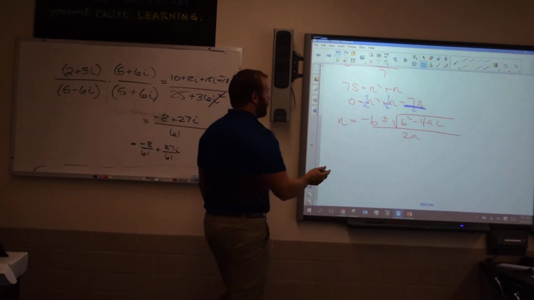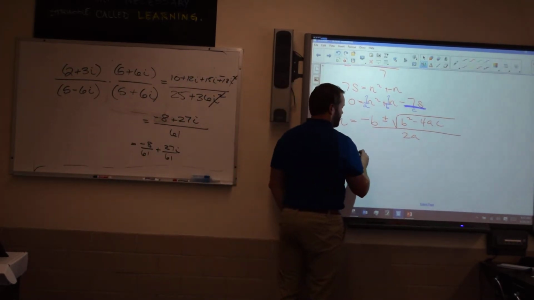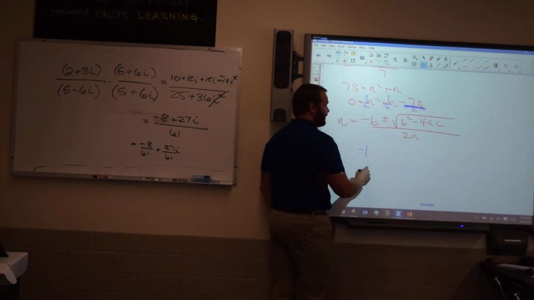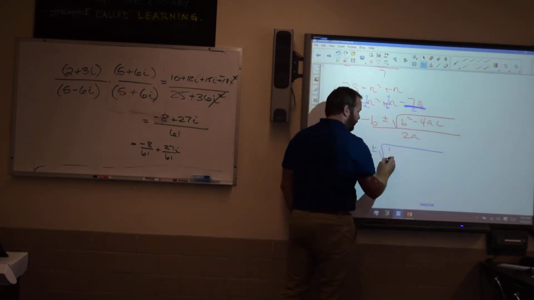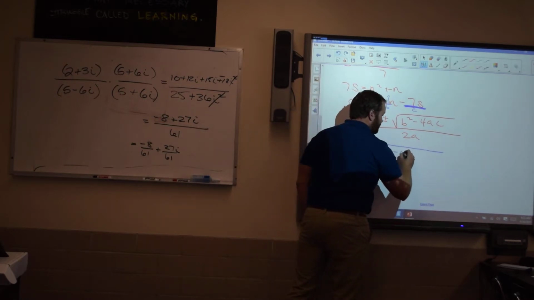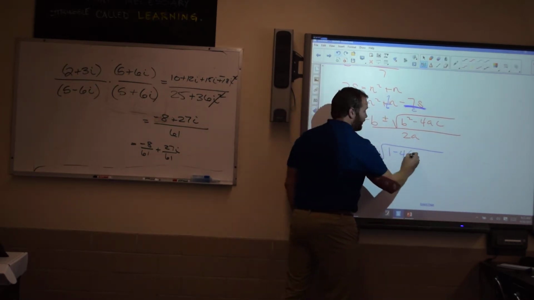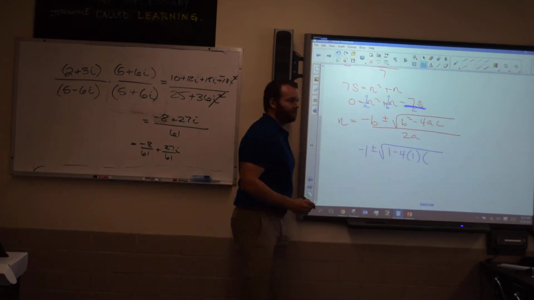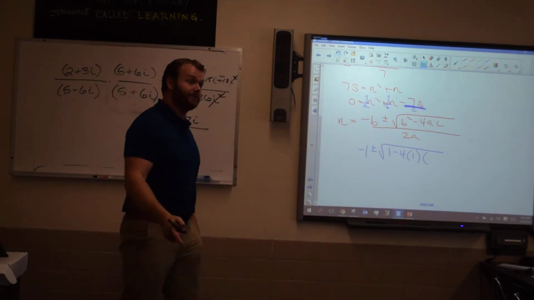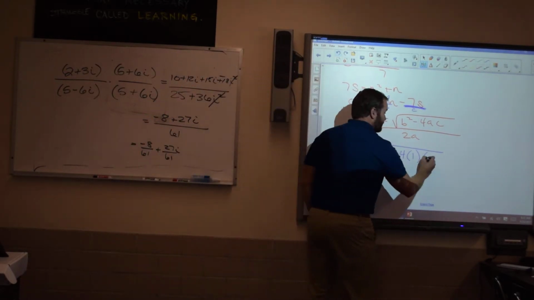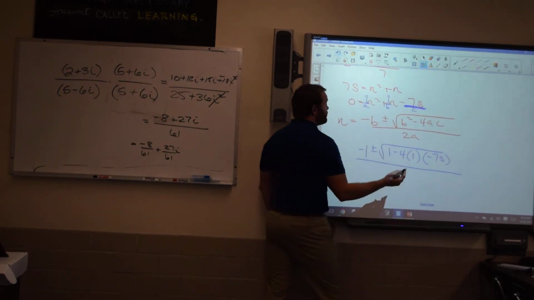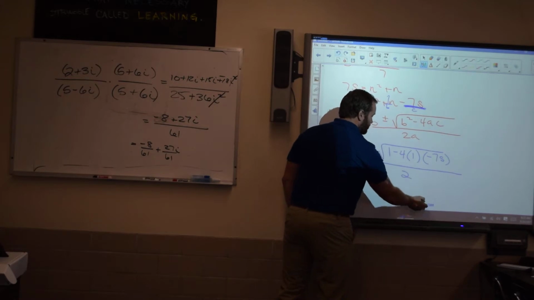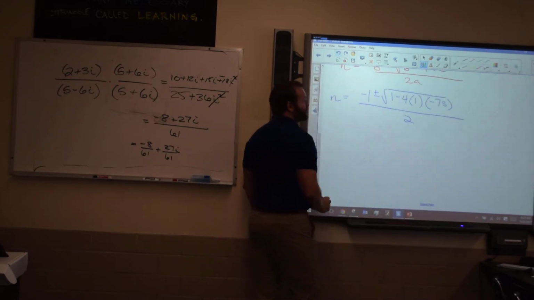Okay? So we go opposite of b. That would be negative 1 plus or minus the square root of b squared, that's going to be 1 again, minus 4. A was 1, but now c is the negative 7s. So negative 7s all over then 2a, which is just our 2. And that's what n should be equal to.